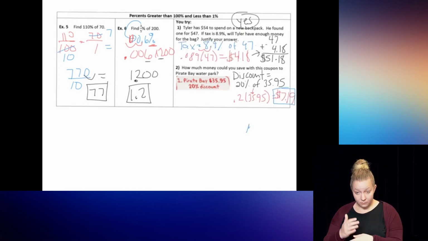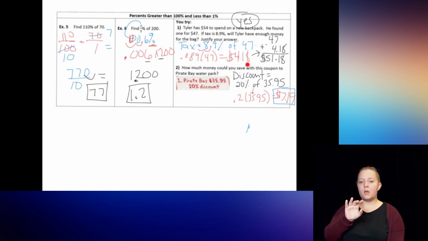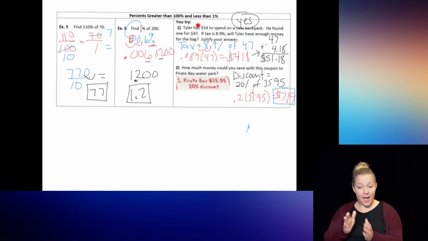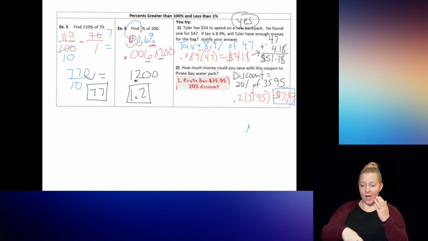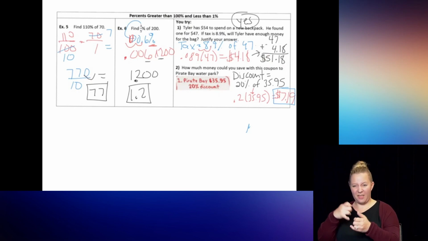Alright, how'd you do? My tax was 8.9% of $47 for the backpack. So I used the decimal method by moving 2 spots back. So 0.089 times the 47 lets me know that my tax will be $4.18. But the question did not ask how much tax is it. It asked, is $54 enough for his backpack? So I took the cost and I added the tax on. So his final total will be $51.18. So yes, he has enough money with his $54.